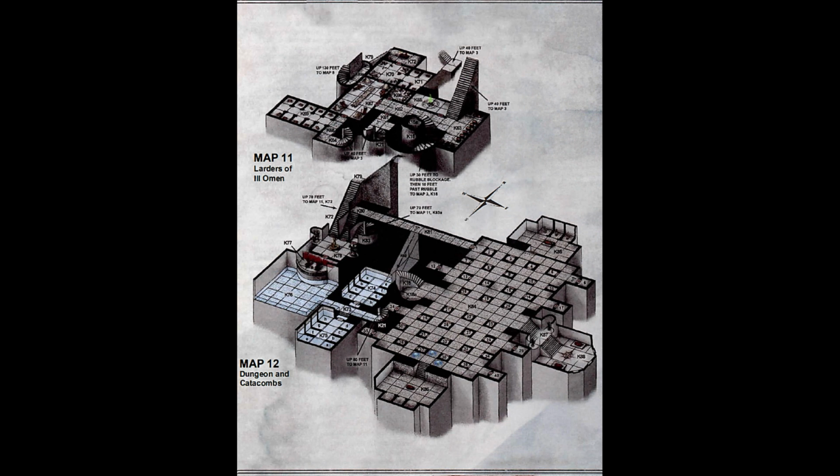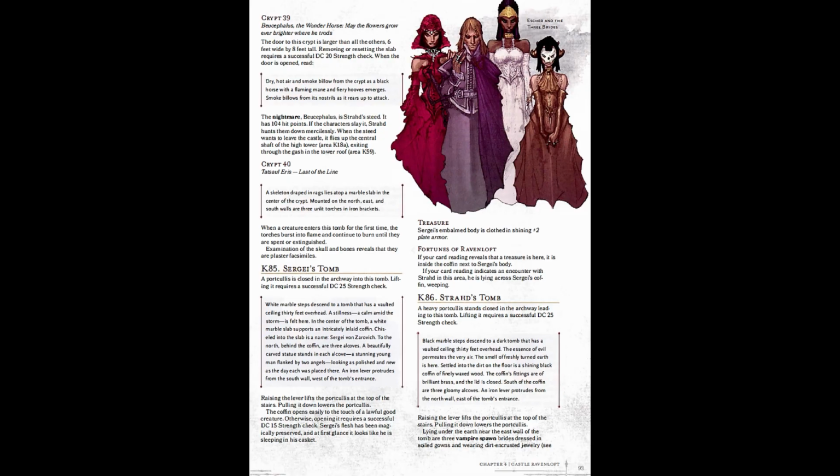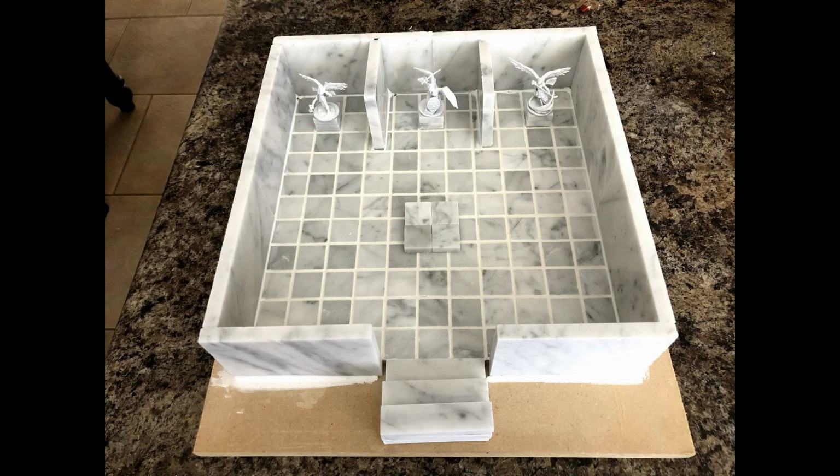So the question remains, where should the party face Strahd? For me, there is only one real choice, and that is in the crypts, in the burial chamber of his brother Sergei. This area is quite empty, a decent size, and has a lever by the door allowing Strahd to split the party if he so wishes.